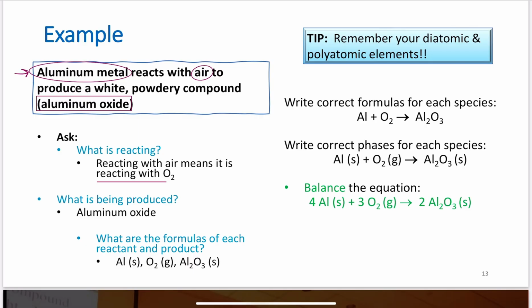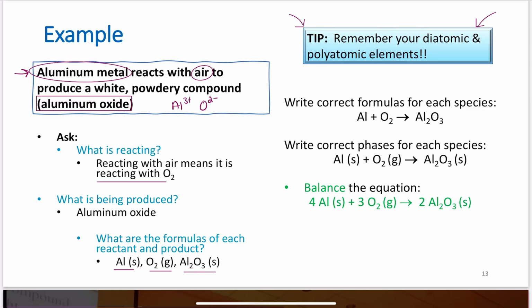What are the formulas of each reactant and product? Well, aluminum metal is just aluminum. I know oxygen is one of my diatomics, so remember your diatomic and polyatomic elements. Okay, that is very important. Oxygen is O2. And then aluminum oxide, I know oxygen is O2 minus. I know aluminum is Al3 plus always. Therefore, the formula must be Al2O3.